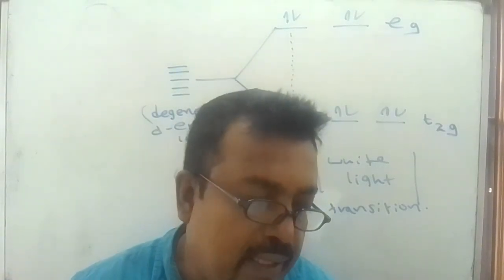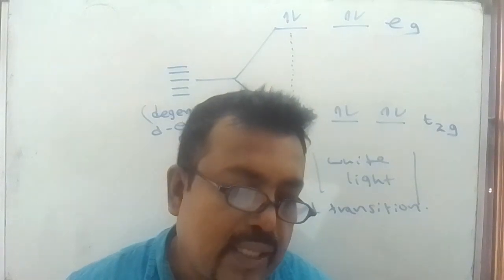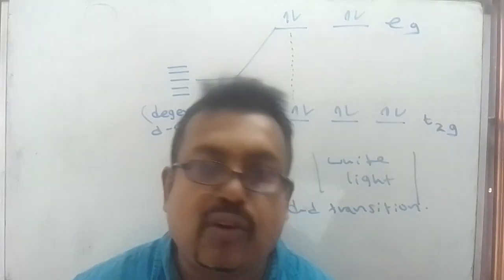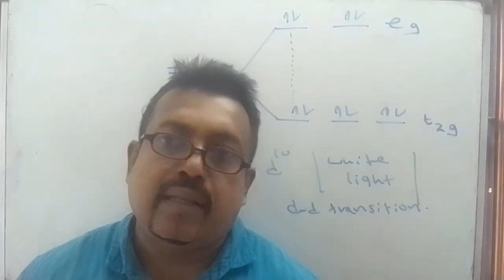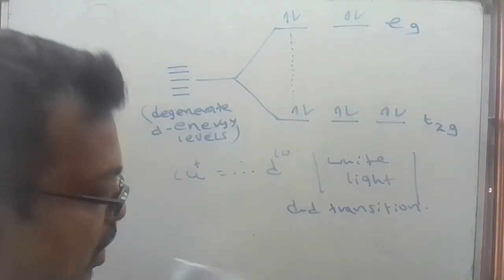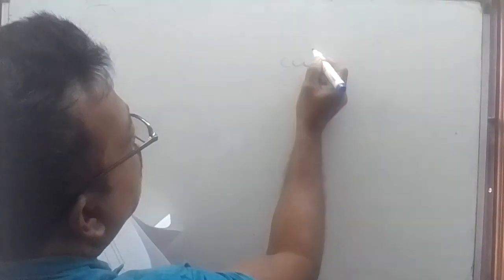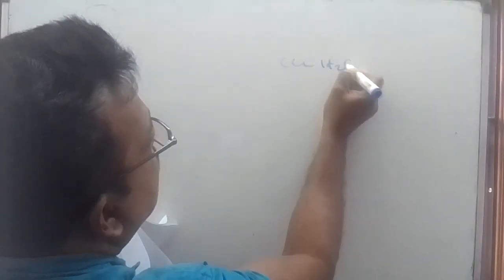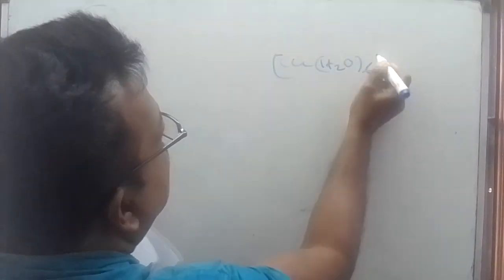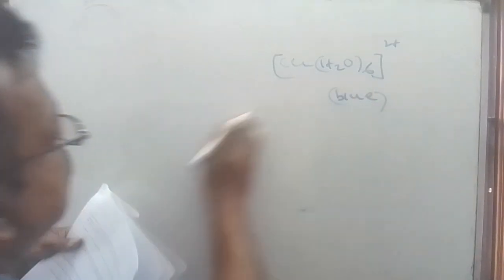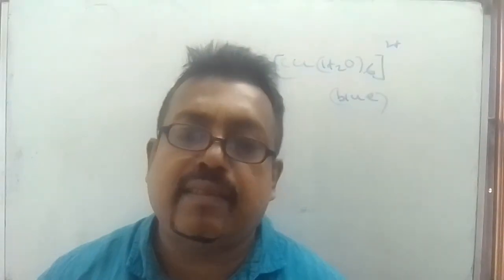Yellow color of the species X in part 2 above turns into blue color on dilution. Write down the relevant ionic equation for this observation. Yes. The reason is formation of the copper aqua complex, Cu(H2O)6 2 plus. This is blue in color. That is the reason.